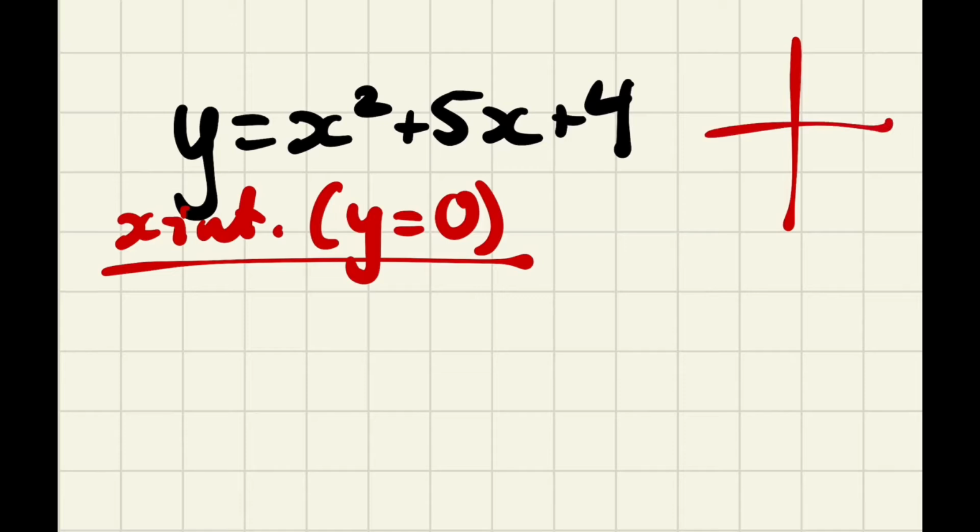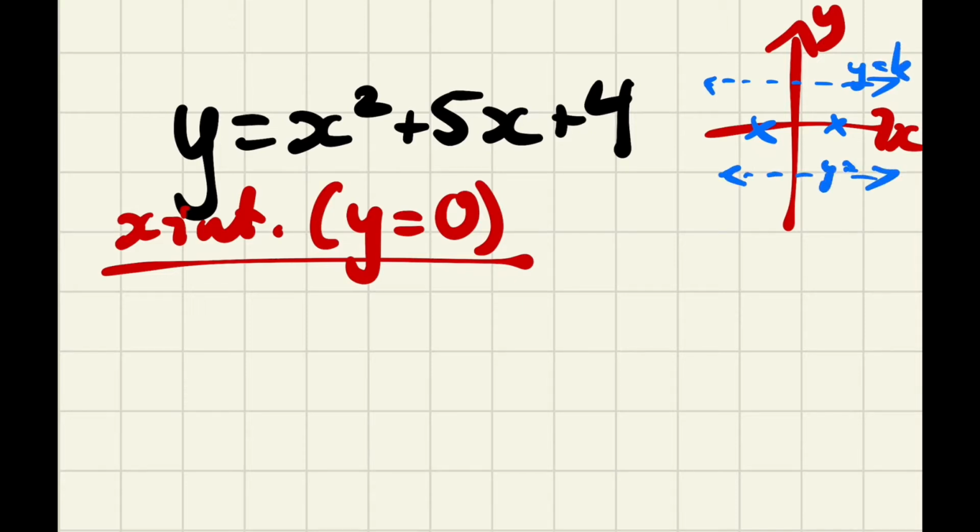The reason for that is because when we look at our Cartesian plane, our x-intercepts are along our x-axis. Along the x-axis, this is when the equation for y is equal to 0. Y doesn't actually have a value there. So that's why whenever we're finding x-intercepts, we need to make y equal to 0.